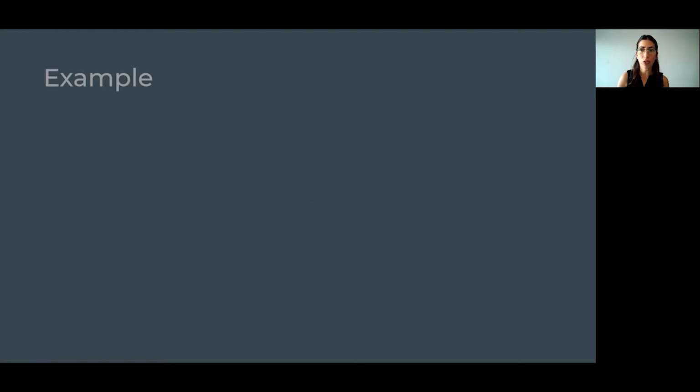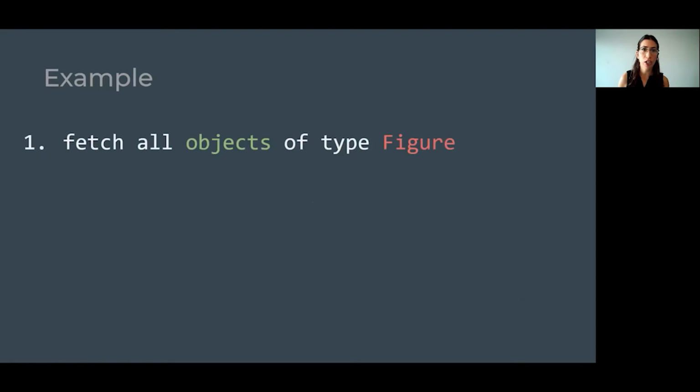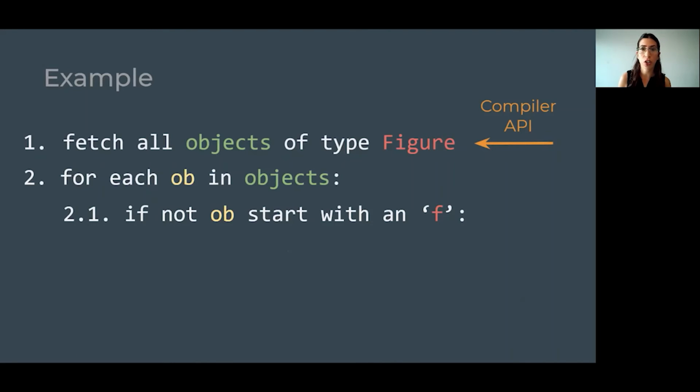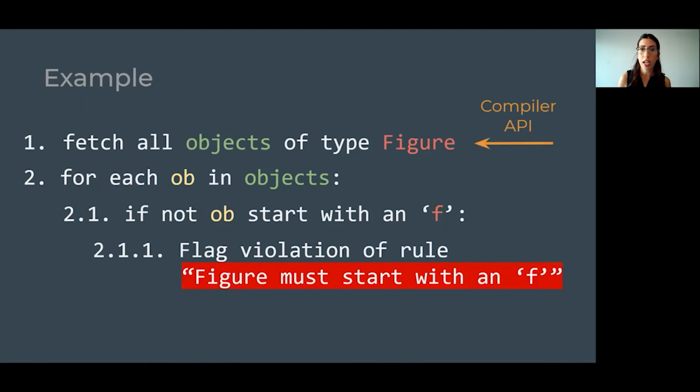Now let's draw an outline of our rule in pseudocode. First, we need to fetch all objects of type figure. And to do that, we'll base on the information from the compiler. Remember, this information is available after semantical analysis phase. Then, for each figure object, we'll check whether or not it starts with an F. If it is not, we'll flag a violation of this rule. So, in conclusion, we got a requirement that is based statically on the code, and we used lint mechanism to achieve it.